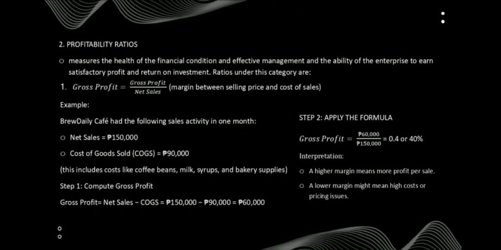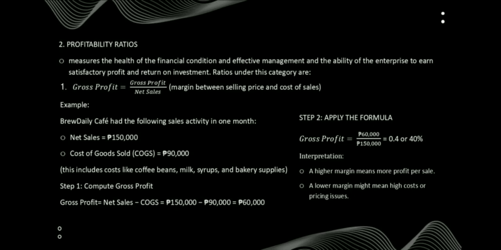Gross profit margin. This is where we measure how much of every peso earned from sales is left after covering the cost of goods sold. Dito natin malalaman kung gaano ka-efficient ang isang business sa pag-produce and pagbenta ng kanyang products. Let's use the brewed daily coffee again as an example. Let's say in 1 month, they have the following sales activity.